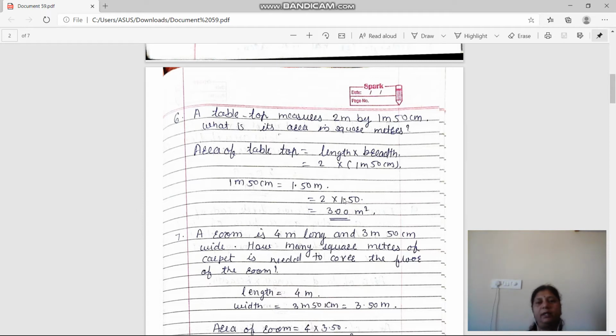So 2 multiplied by 1.50. What do we get here? 15 into 2 is 30, and we have to put the decimal from right to left, 2 places. So it is equal to 3.00 meter square. That means 3 meter square. Get it everyone? Now seventh example.